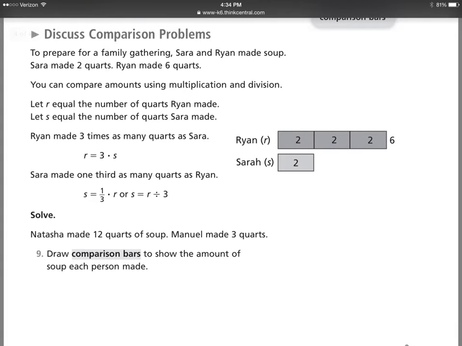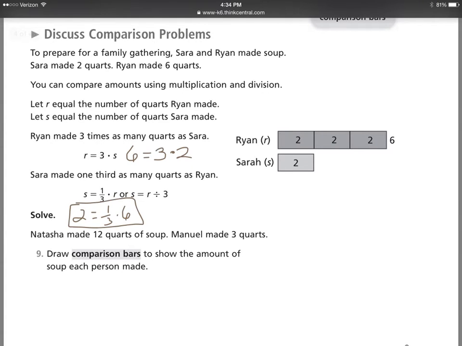And when we plug the actual numbers in for these variables, we would say here that Ryan equals 6, and 6 equals 3 times whatever Sarah has, which is 2. We can see that this equation is true. And coming down here and plugging in the numbers that we know, Sarah has 2, and that equals 1/3 of whatever Ryan has, and Ryan has 6. So this equation is true as well.